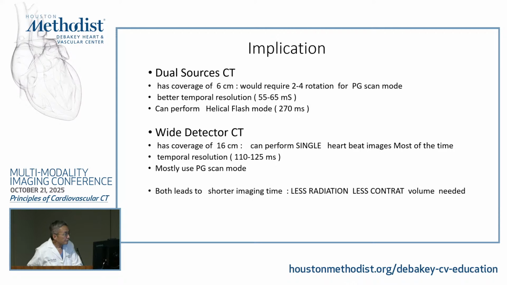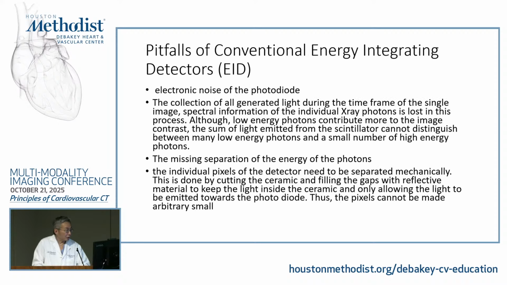But overall, compared to 64 slice CT, there is less radiation and less contrast volume needed, because it takes less time to image, so you need less contrast.